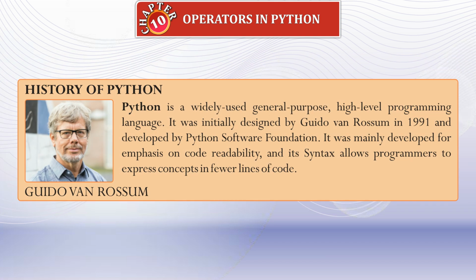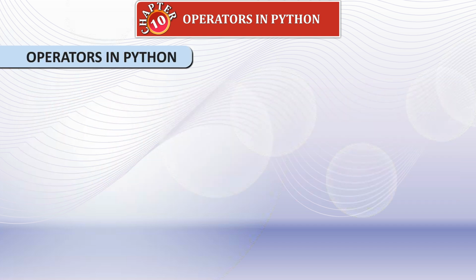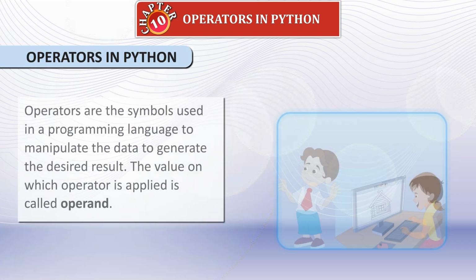History of Python. Python is a widely used general-purpose high-level programming language. It was initially designed by Guido van Rossum in 1991 and developed by the Python Software Foundation. It was mainly developed with an emphasis on code readability, and its syntax allows programmers to express concepts in fewer lines of code.